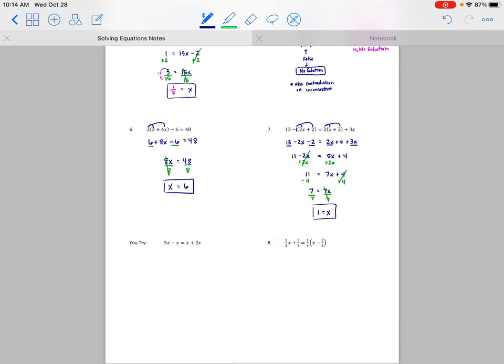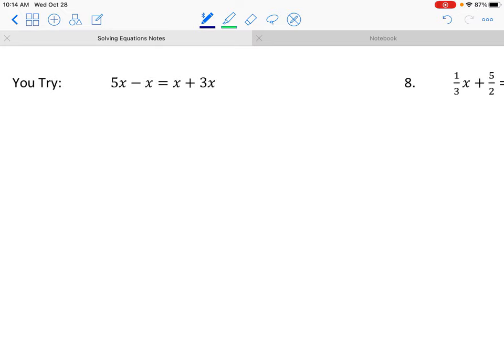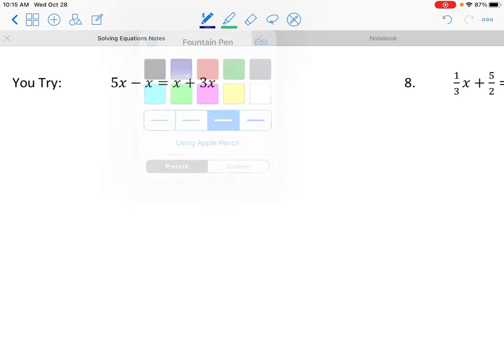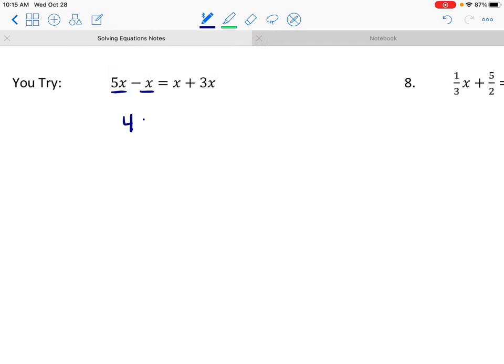All right, getting close. Yep, got one for you to try if you're feeling good about this. So I would simplify on either side. I can combine like terms. So if I have 5x and I take 1 away, that's going to be 4x on this side. Bring down my equal. Now if I put together the 1 and the 3 here, that's going to be 4x on this side as well.